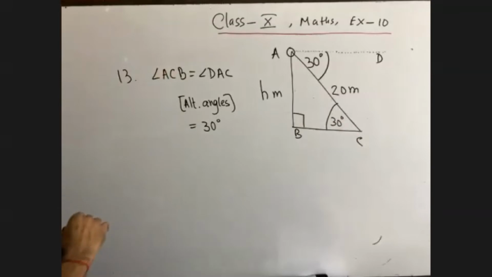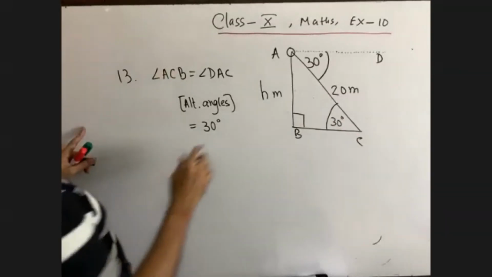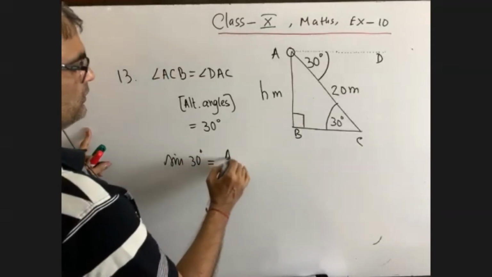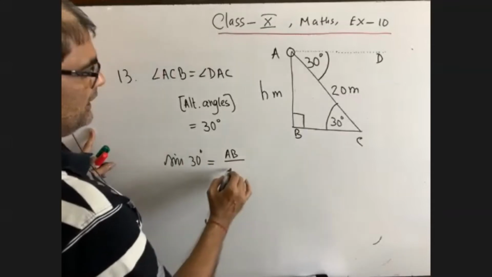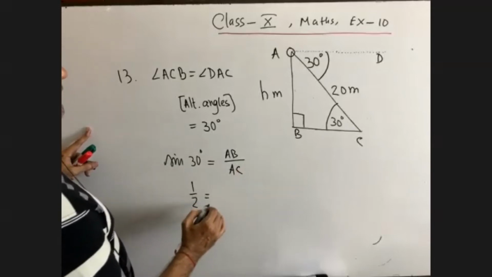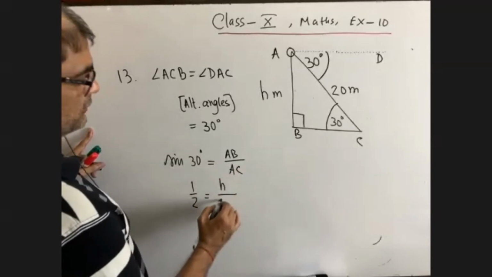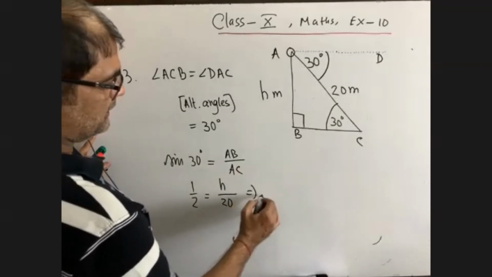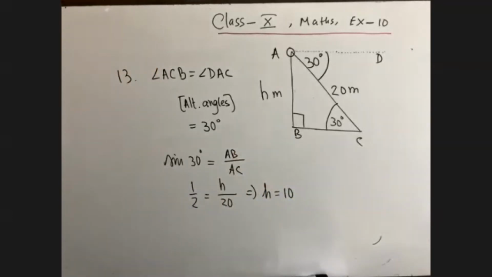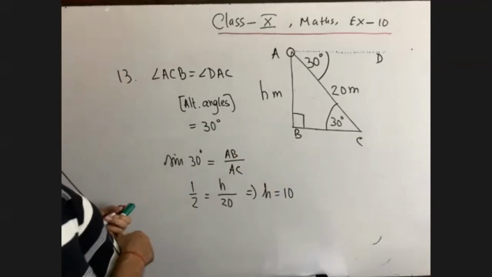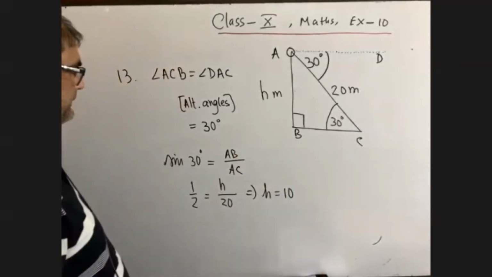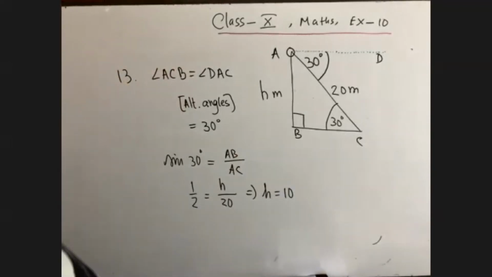Now we can write sine 30 degrees is equal to perpendicular by hypotenuse. The value of sine 30 is half, so half equals AB by AC. What is AC? 20. So from here we get AB equals 10. Therefore the height of the house is 10 meters. Is it okay to all? Yes, sir.